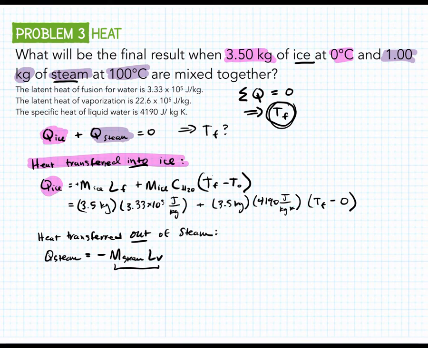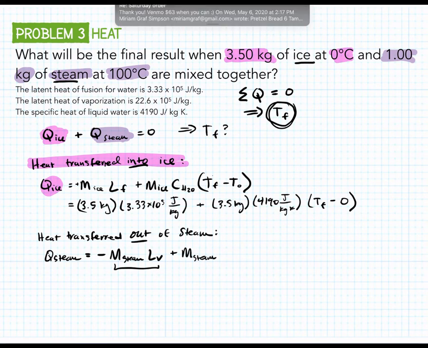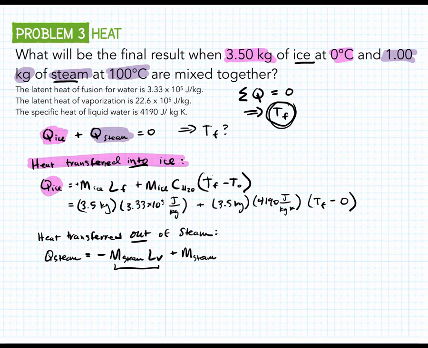And then we have this other term where we're actually cooling down the water. So this is going to be m steam still, c H2O again, water, and then delta T, so this is going to be T final minus T initial, which in this case is 100 degrees Celsius. So we can plug in some numbers.